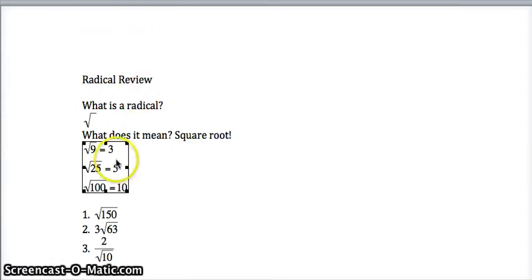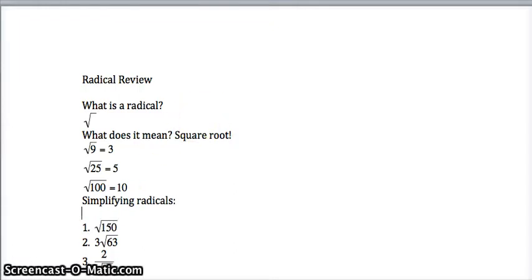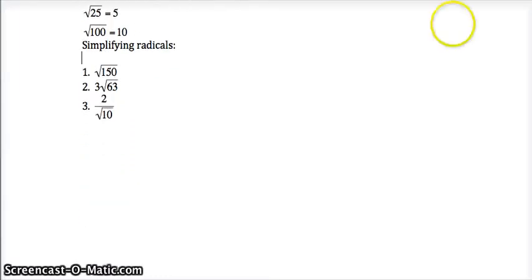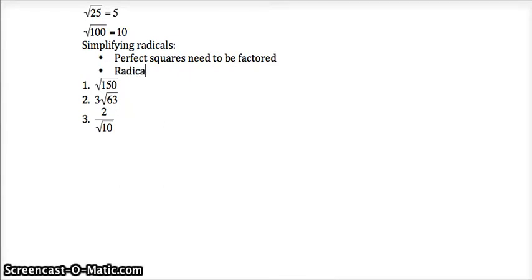The problem comes when we try to do simplifying radicals. And I don't know where these rules came from, but there are some rules about simplifying radicals. Rule number 1, let me just scroll down so you can see. Rule number 1, when you simplify radicals, is that you can't have a perfect square inside a radical. So perfect squares need to be factored out of radicals. Secondly, radicals can't be in the denominator.